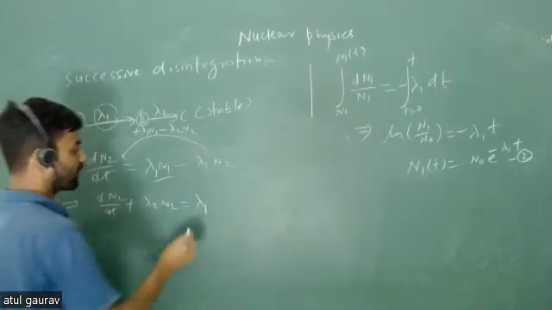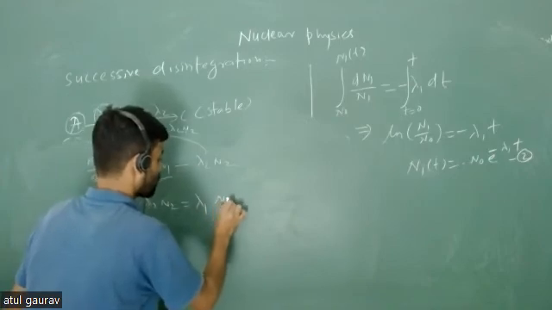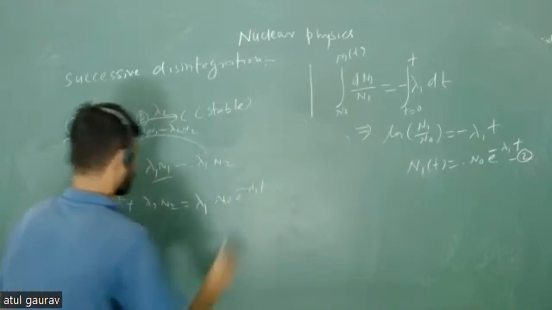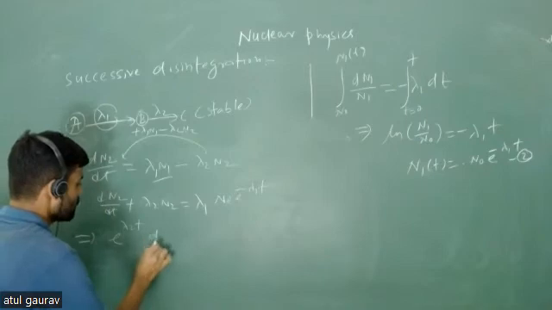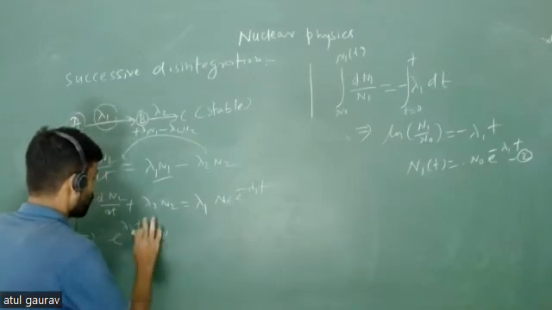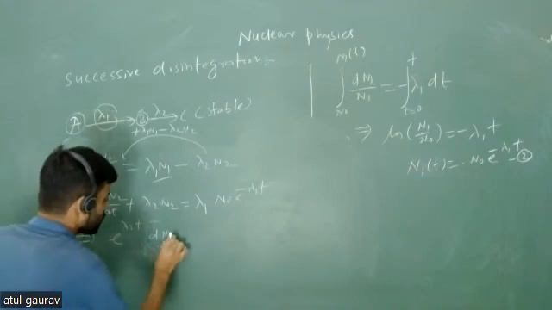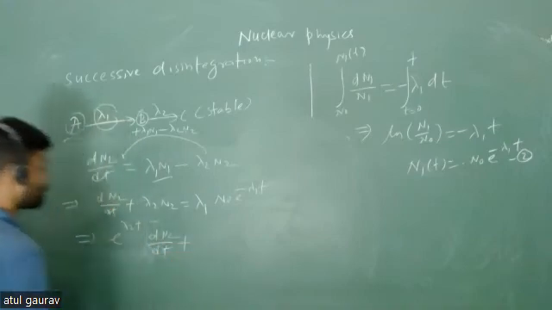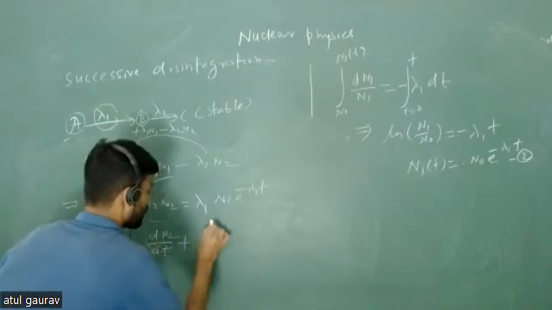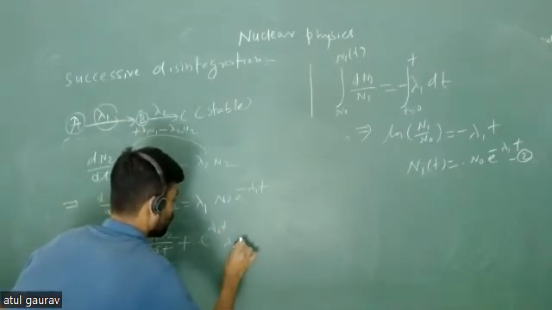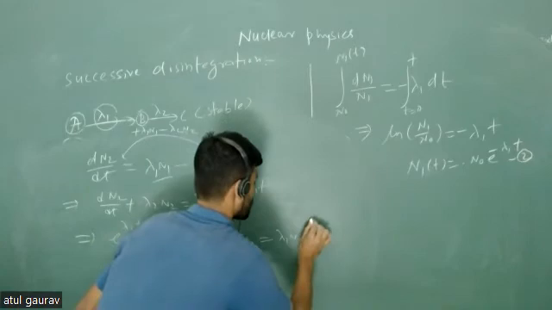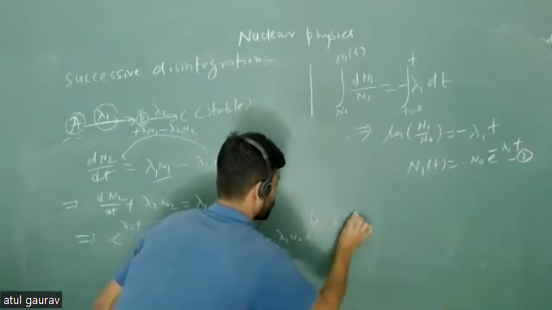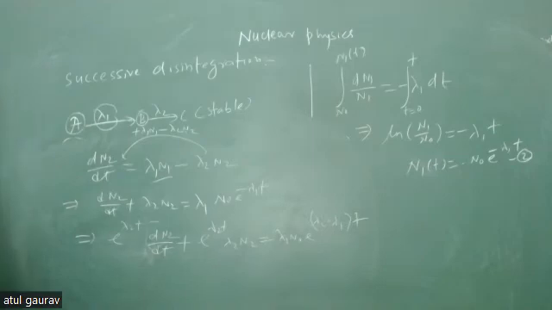You know we have already calculated that n1 is n0 exponential minus lambda 1 t. Now if you multiply exponential lambda 2 t on both sides, it will be dn2 by dt plus exponential lambda 2 t times lambda 2 n2 equals lambda 1 n0 exponential lambda 2 minus lambda 1 t. Is it clear? I just multiplied by exponential lambda 2 t.